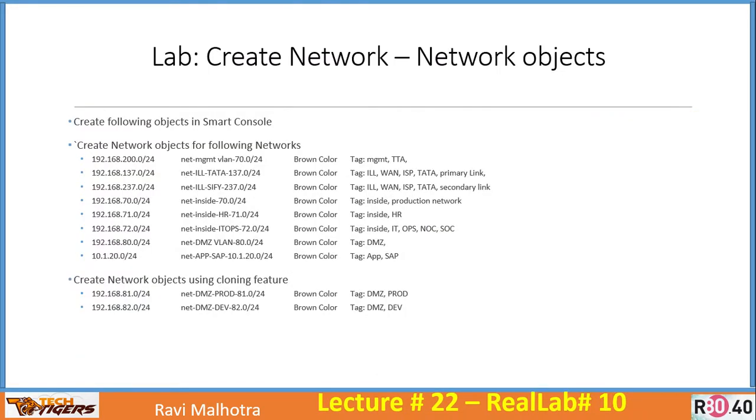All right, so this is a real lab. In this lab, create the following objects in the SmartConsole. This is about creating network objects. I want you to create network objects for 192.168.200.0, 137, 237, 70, 71, 72, 80, and 10.1.0. This should be the name of the object, this should be the brown color, and this should be the tag. So I will start creating these objects for you. Please watch very carefully, and let us start.